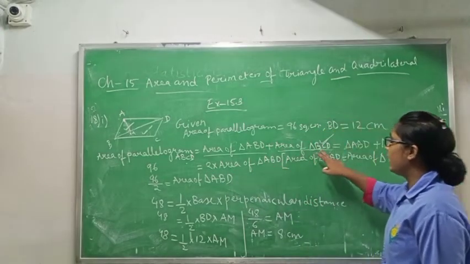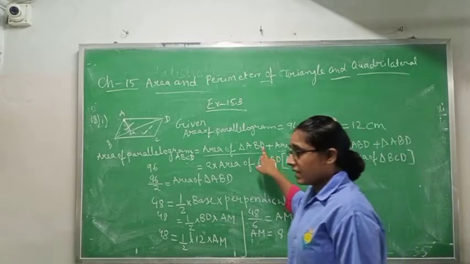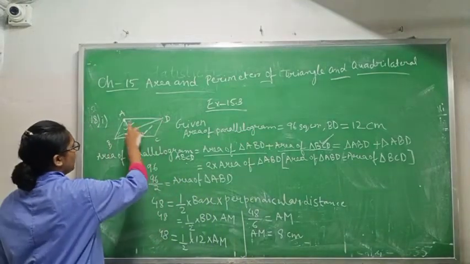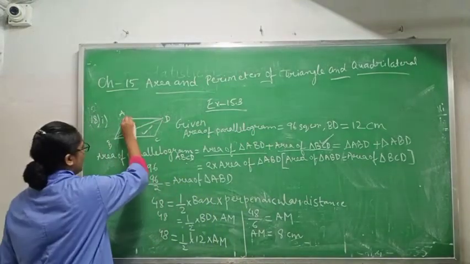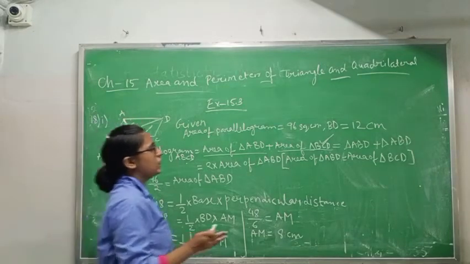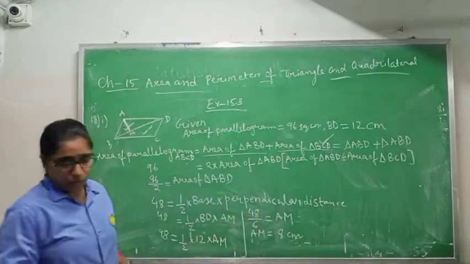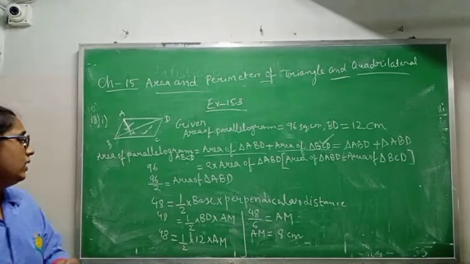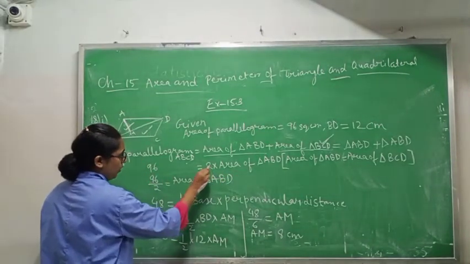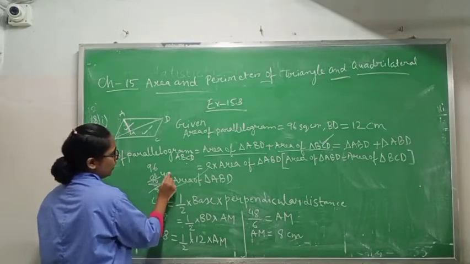Now you can ask why I am not writing BCD in place of ABD? Because they are asking to find the perpendicular distance on diagonal BD from the point A. So A is coming in which triangle? ABD. That is why in place of BCD I am writing ABD. So 2 into area of triangle ABD. Now 96 is here, this 2 will come down, 2 ones are 2, 2 fours are 8, 2 8s are 16.